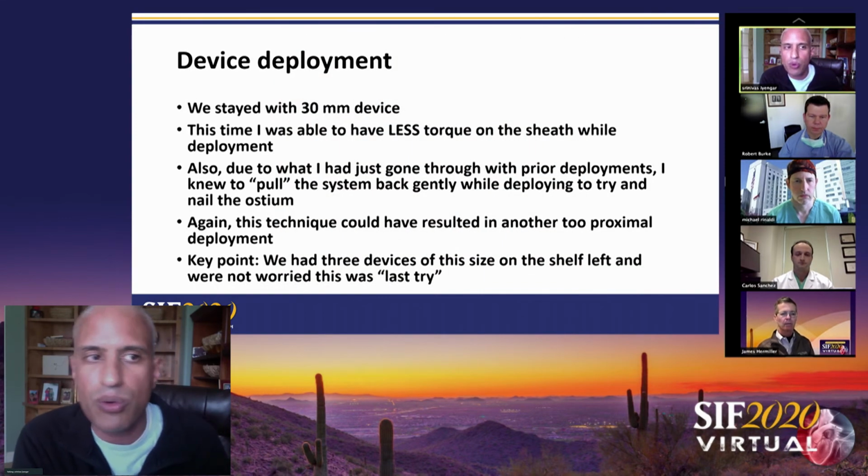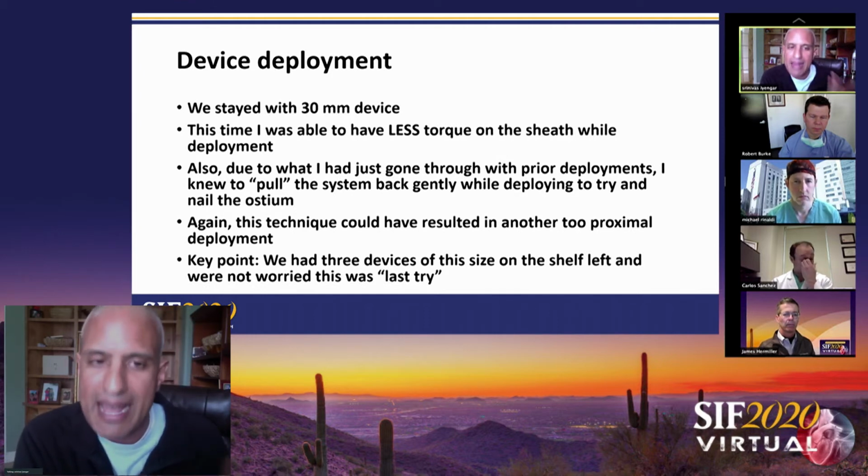So what I went forward with was a 30 millimeter device. I had less torque on the sheath while I deployed. Also, due to what I had just gone through, now what's the definition of insanity? Doing the same things over and over, expecting a different result. Naturally, we changed a major factor here. We went from a double curve to an anterior curved sheath, and I decided to pull the system back with the knowledge that I could lose this device and I would have to pull another one off if it was too proximal.